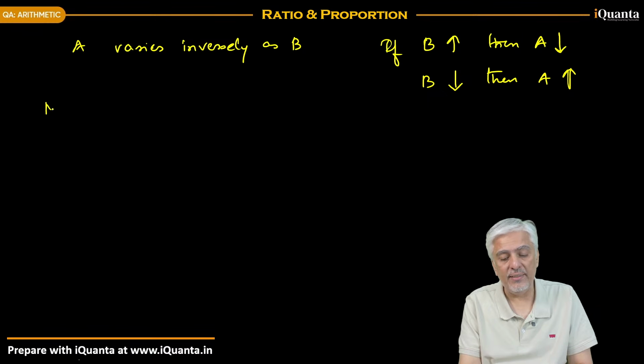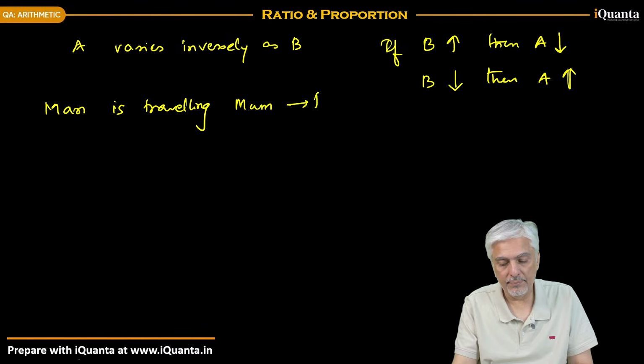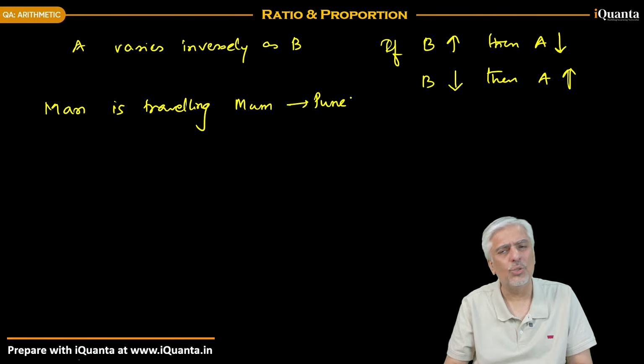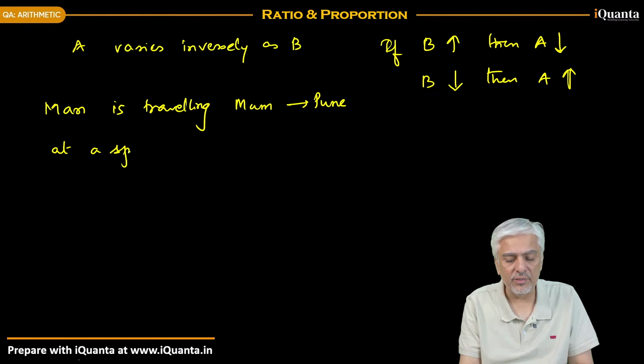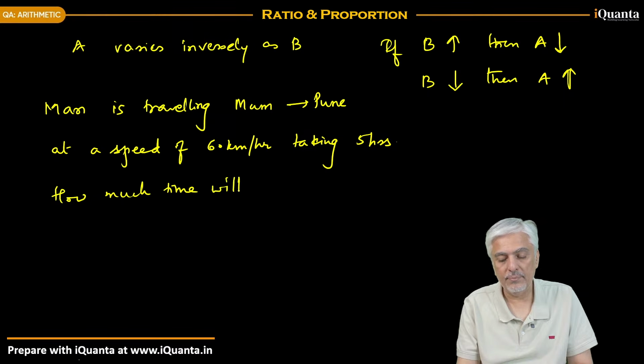A man is traveling from Mumbai to Pune, which is some distance, I don't know. At a speed of 60 kilometers per hour, taking 5 hours. How much time will he take if he travels at 50 kilometers per hour?